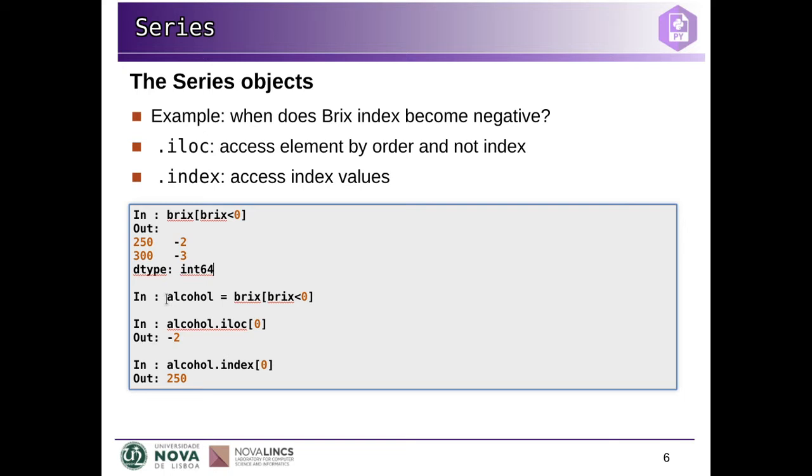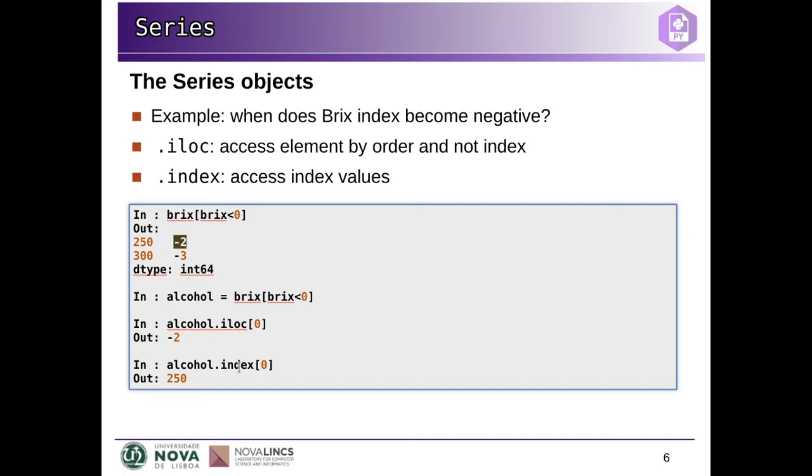And now we can create a new series. For example, let's call it alcohol, which is the one with larger alcohol content. We put there only these two values that have a negative bricks value. And now we will ask for the first element in this series. Note that we don't need to know that the first element has an index of 250, because we can use iloc and access the first value in the series, regardless of its index. So the first value is -2.